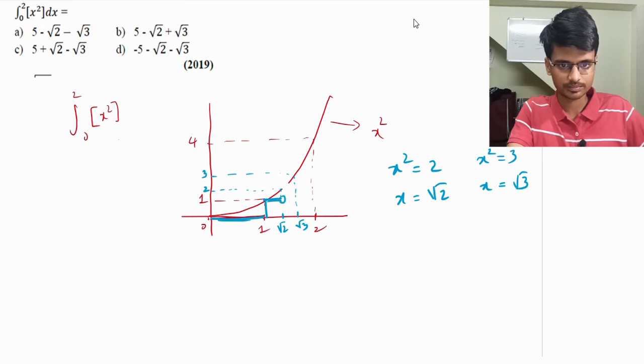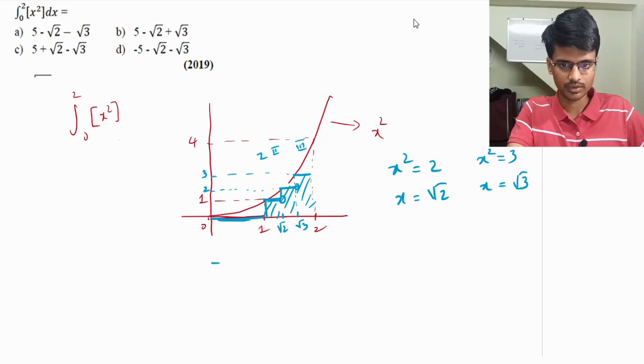And between root 2 and root 3, the function takes values between 2 and 3. So the value of the function is 2, right? And between root 3 and 2, what does the function take? The function takes 3, right? The value of the greatest integer function between root 3 and 2 is 3. Okay, so now what I have to do? I have to just find the area of these rectangles. Let me call them 1, 2 and 3.